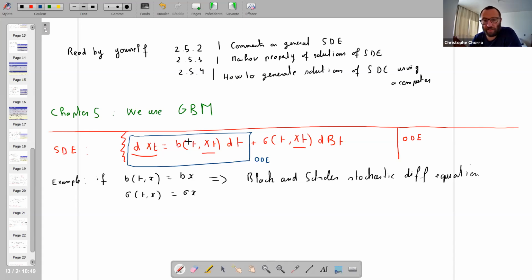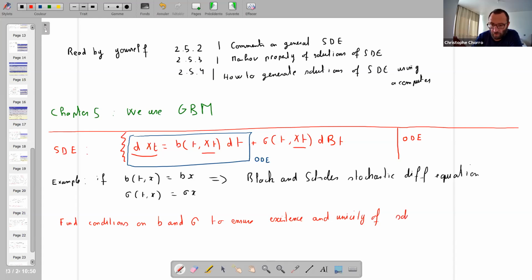And in fact, what I will do typically in this chapter is to find conditions on b and sigma to ensure existence and uniqueness of solutions.